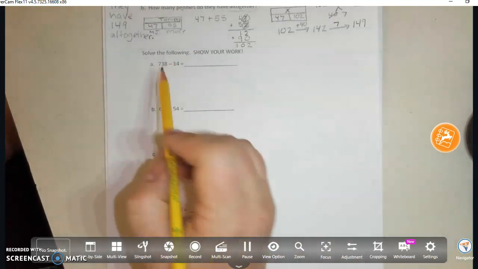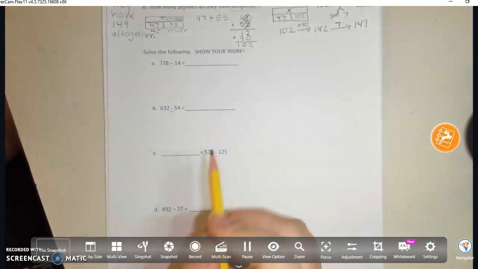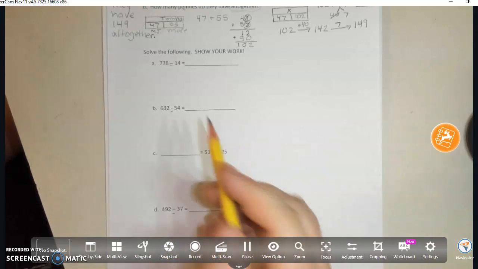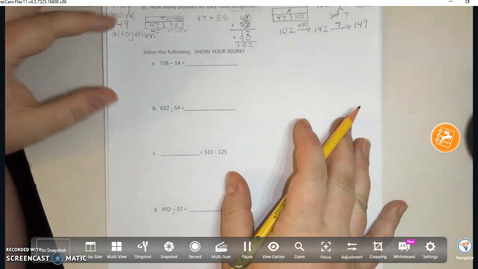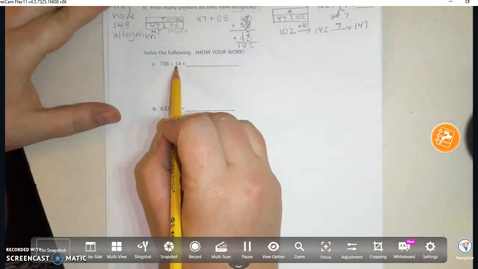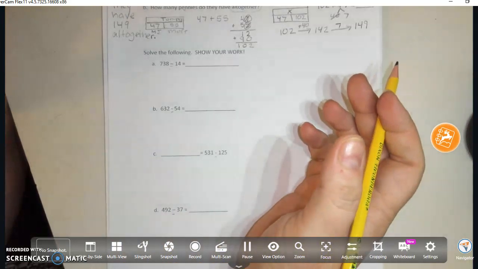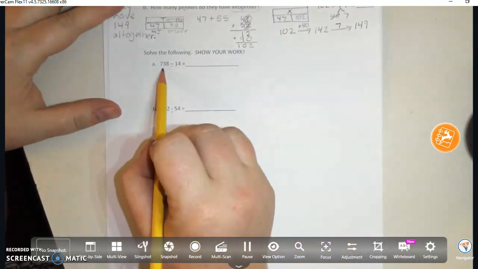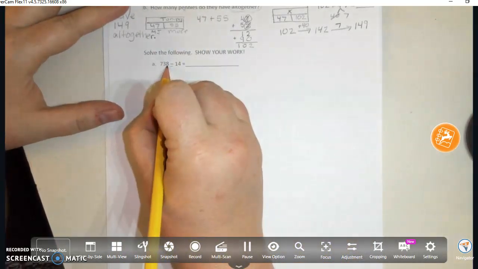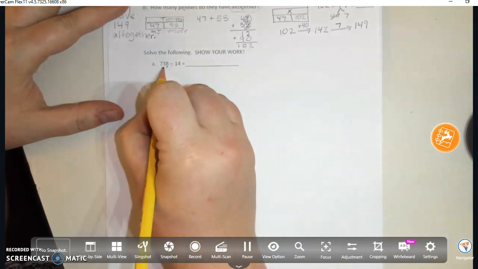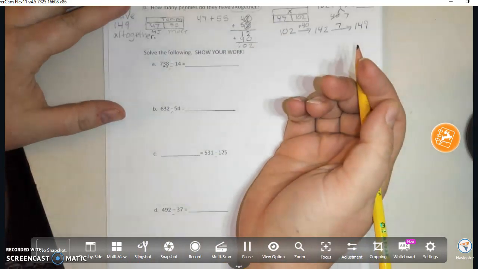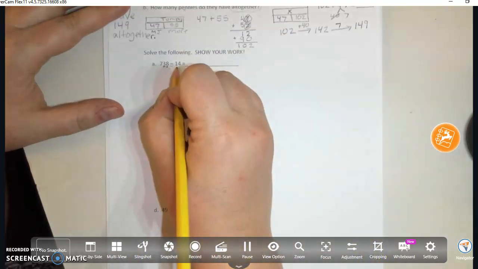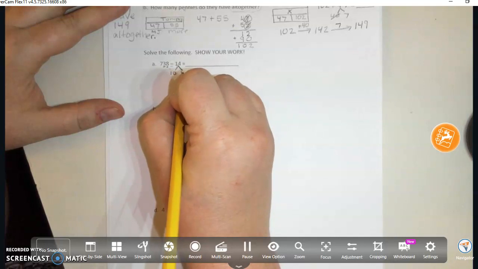And I'm noticing right away what my equation is going to need to be is a minus sign. So all of these are subtraction, so I'm going to keep that in mind when I'm doing my work. Let's see. 738 minus 14. Well, I like this problem because this is almost mental math. I have more ones here than I have here, and I have more tens here than I have here. So I'm going to do the arrow method to solve this because I think I can do this with just a 10 and a 4.